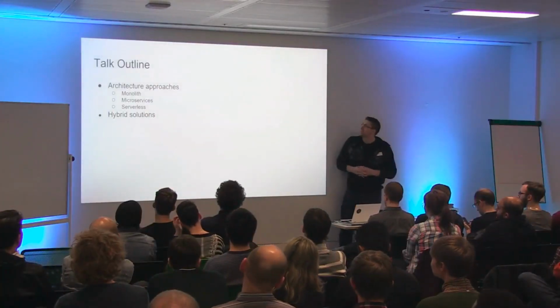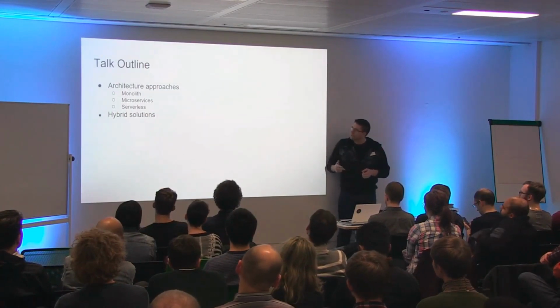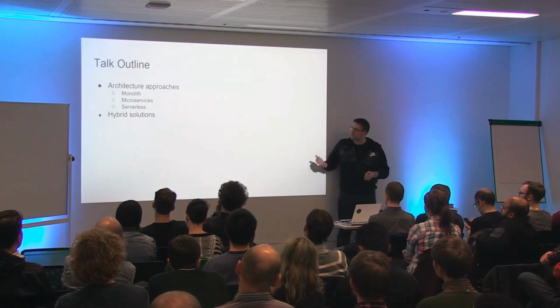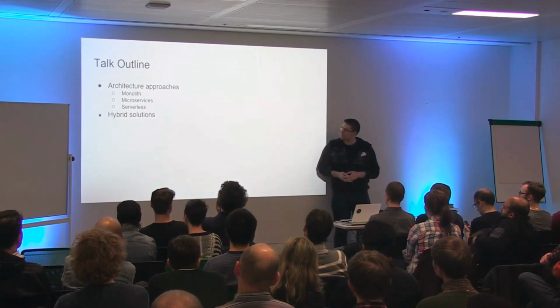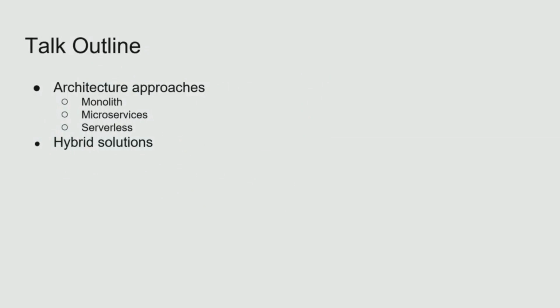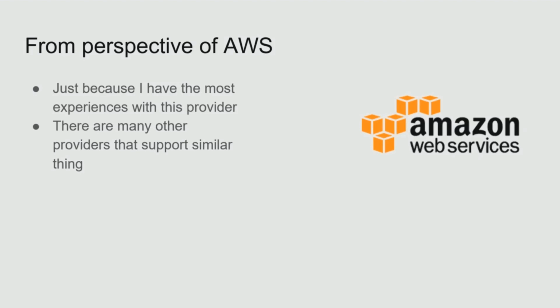So I will go through three major architectural approaches, which are Monolith, Microservices, and Serverless. And then we will look also into some hybrid solutions, if I make it in time. I will be talking a lot about AWS, Amazon Web Services. This is not because I'm any fanboy or something, it's just that purely this is the provider that I have the most experience with. So I will be explaining a lot of concepts from their perspective, but there are many other providers you can choose for solving these problems.